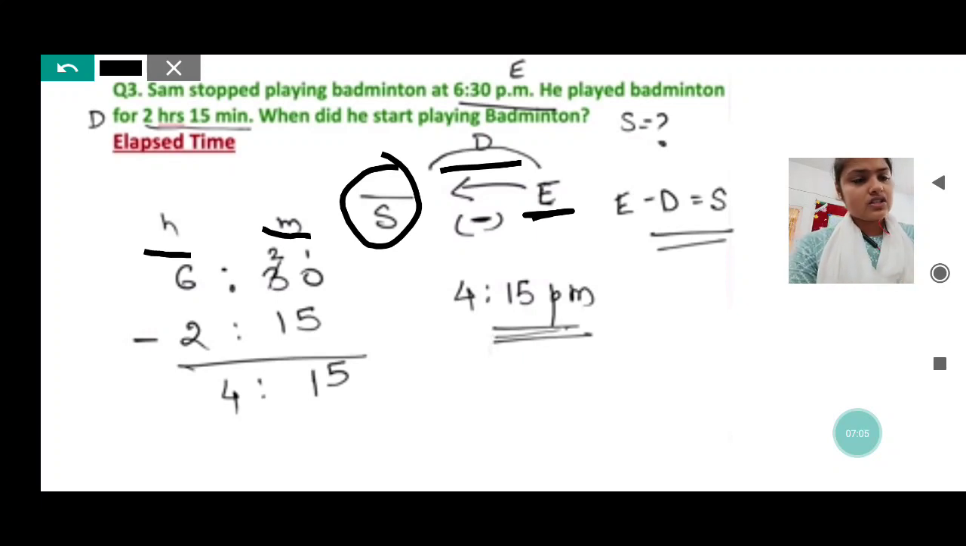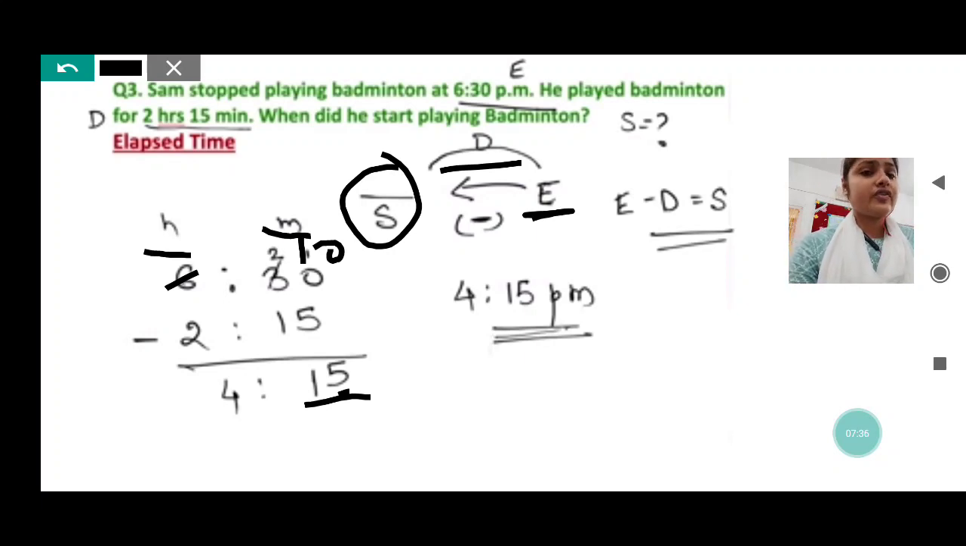0 minus 5 is not possible. So what we will do, we will take one carry from 3. It will be 10. 10 minus 5 will be 5. And here it is 2, because 1 it has already given. 2 minus 1 will be 1. You will get 15 minutes. Now here it is 6. 6 minus 2 is 4. We have not taken carry here, right? So 6 minus 2 will be 4.